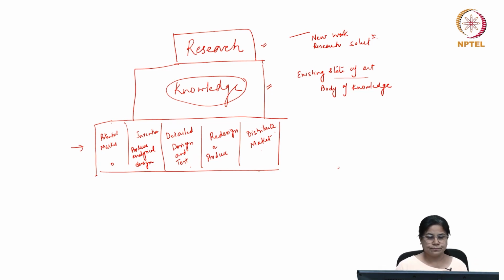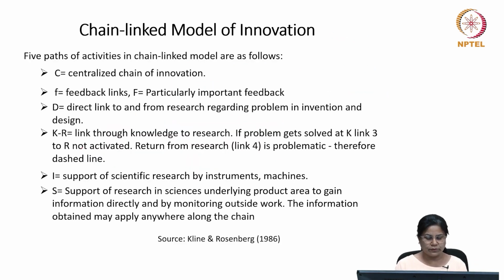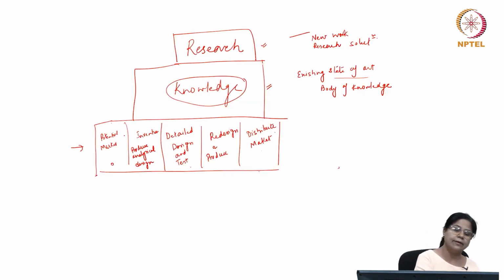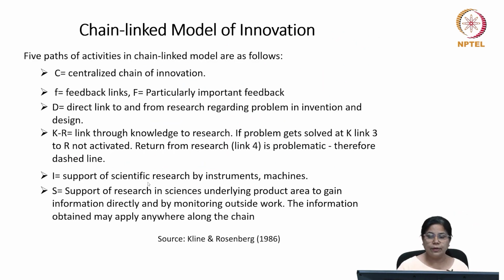Then, the model first talks about the centralized chain of innovation. Let us look at what those centralized chains are. The centralized chains are marked by C and move from here to here to here to here. Okay, so let us add these chains. These centralized chains of innovation are essentially one of the major parts of the activities in the chain-linked model.